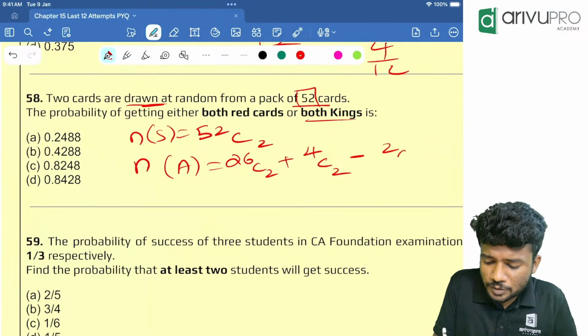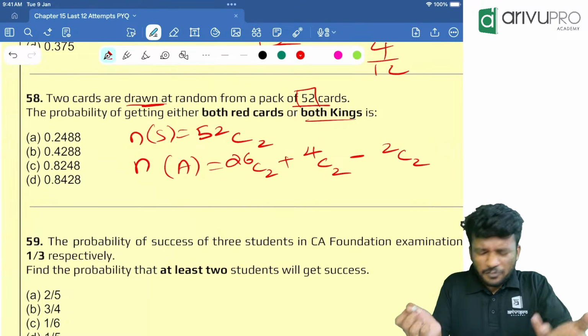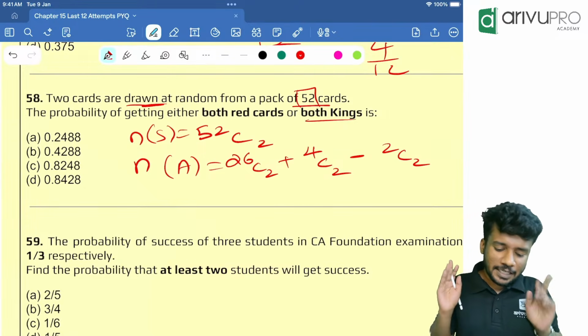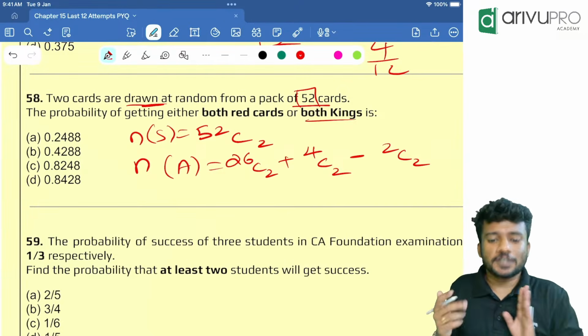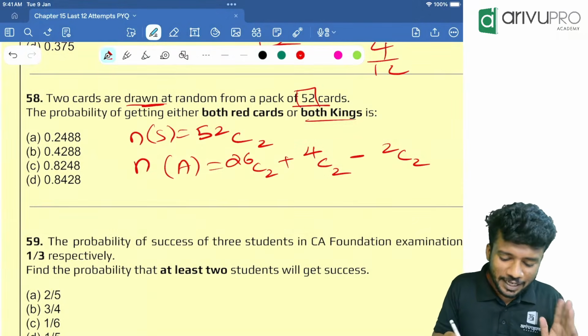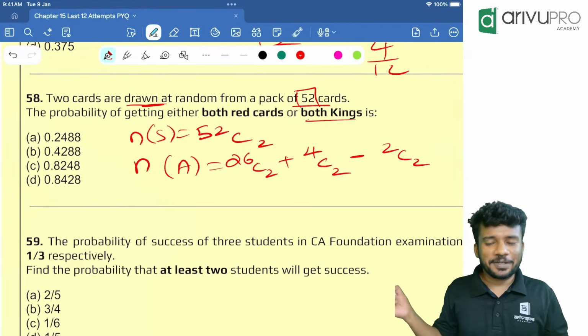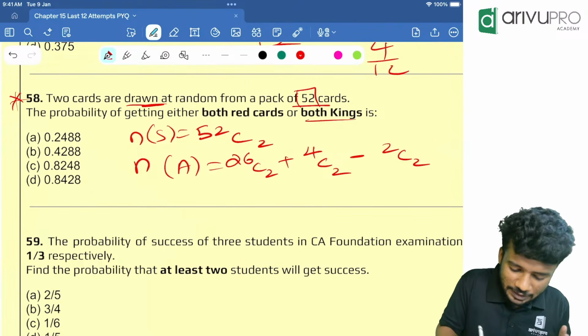Or you can write it as 2C2. 2 red cards, yes, or minus 2, whichever way you are writing, you write it. Okay, fine. Now you tell me, can you solve the rest of it? Is it possible for you to solve the rest of it? Just substitute the value and get me the answer. It is very easy. Yes, n of A divided by n of S. Take your calculator and find the answer for me. Very easy to get the answer.